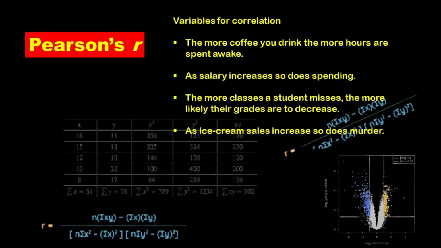Some examples of variables for correlation. The more coffee you drink, the more hours are spent awake. As salary increases, so does spending. The more classes a student misses, the more likely their grades are to decrease. As ice cream sales increase, so does murder.